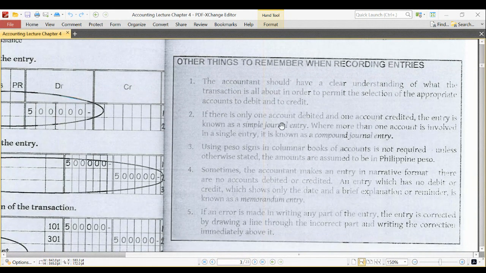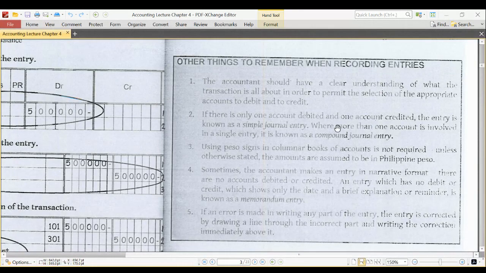Ano pa? If there is only one account debit and one credit, the entry is a simple journal entry. Simple lang. Pero kapag dalawa, it is composed of more than one account in each side. Kunwari, dalawang account na madidebit or dalawang account na makikredit, tapos pinagsama mo lang sa isang journal entry, ang tawag doon ay compound journal entry. So, pag marami accounts affected, you have two options. You can prepare multiple simple journal entries.